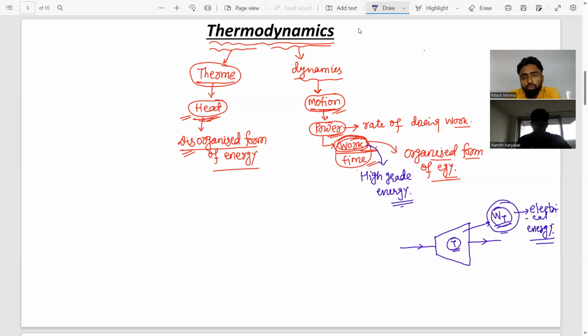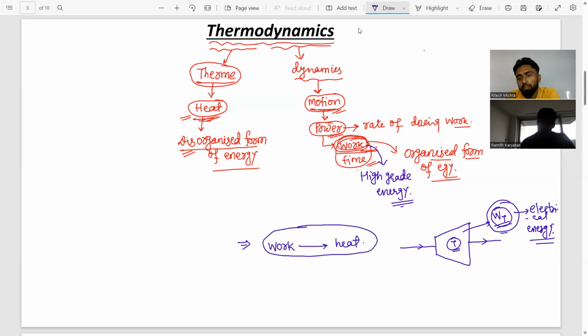One more example, as I have told you that work can be completely converted into heat. Now I am giving you an example of how work can be completely converted into heat, and in which device we have seen the work completely converted into heat. So my dear, in a device, perhaps you have learned about that device, the throttling device.